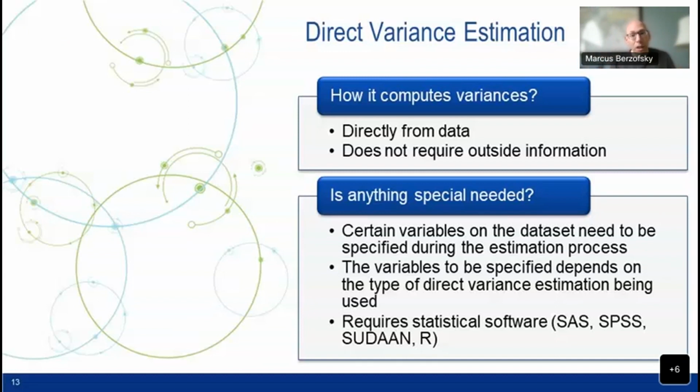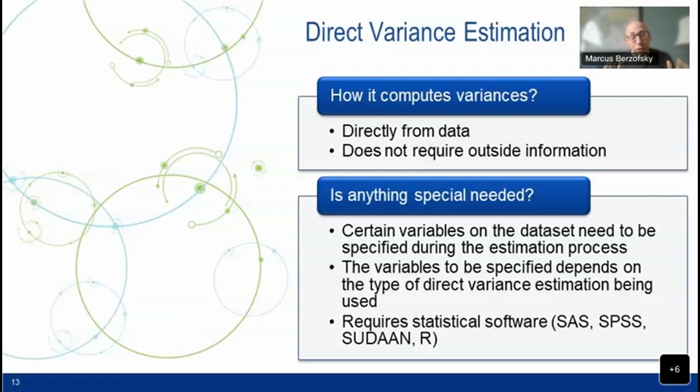In terms of what's special that's needed, you do need to have certain variables on the data set in order to calculate the variance of a complex survey design. They're usually one of two types of variables, and we'll talk about that. Which variables they are will depend on the type of direct variance estimation you're going to compute. I'll talk about that as we talk about Taylor series or replication in a second, because which one you need varies.